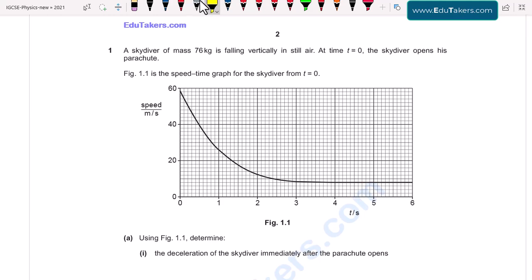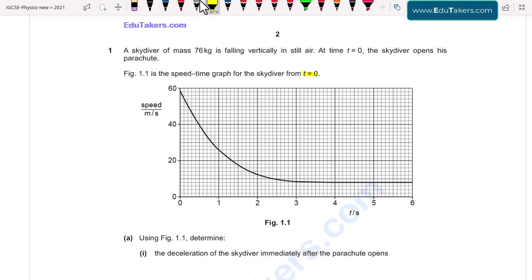A skydiver of mass 76 kg is falling vertically in still air. At time t equal to 0, the skydiver opens his parachute. Figure 1.1 is the speed-time graph for the skydiver from t equal to 0. Part A. Using Figure 1.1, determine, Part 1, the deceleration of the skydiver immediately after the parachute opens.